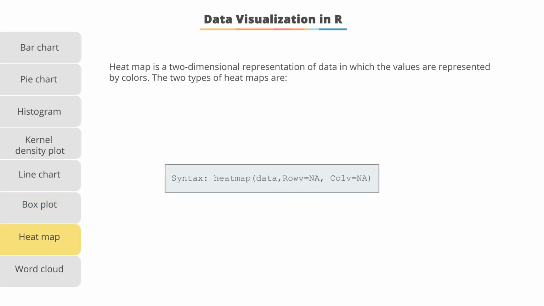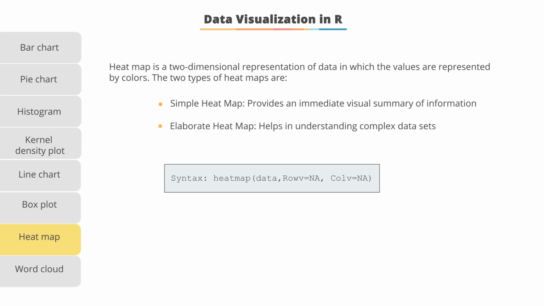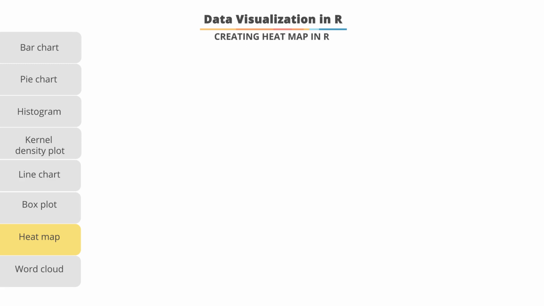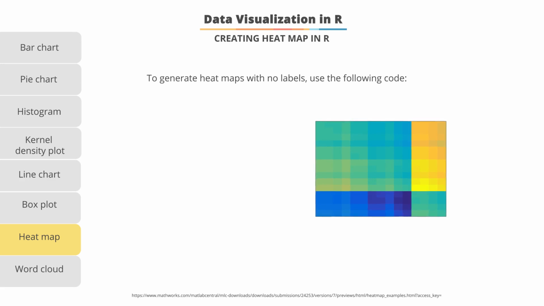Now, heat maps are a 2-dimensional representation of data in which the values are represented by colors. There's 2 types of heat maps. We have simple heat maps, and that provides an immediate visual summary of information. And then we can have elaborate heat maps to understand complex data sets. So let's see what this looks like. Here we have a heat map with absolutely no labels, and we're using the CLF package using heatmap spread small. This doesn't really tell us much, right, because there's no labels because we don't have information.